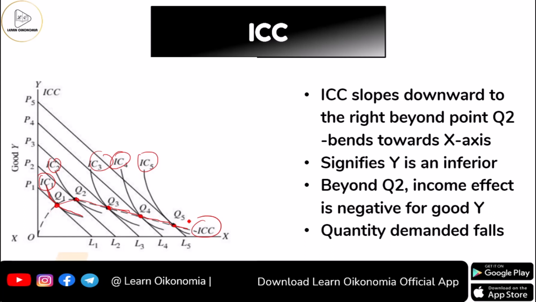What is the difference when you compare the previous income consumption curve and this one? The difference is that in this case, your ICC is moving towards your x-axis. It has an inclination towards your x-axis, isn't it? That means you are reducing the consumption of good Y. Good Y is being reduced as a result of your income increase. Income is increasing, but you are reducing your consumption of good Y, and you are substituting Y with more X, because Y here has become an inferior good. So beyond this point Q2, you can identify that the income effect is negative for good Y.